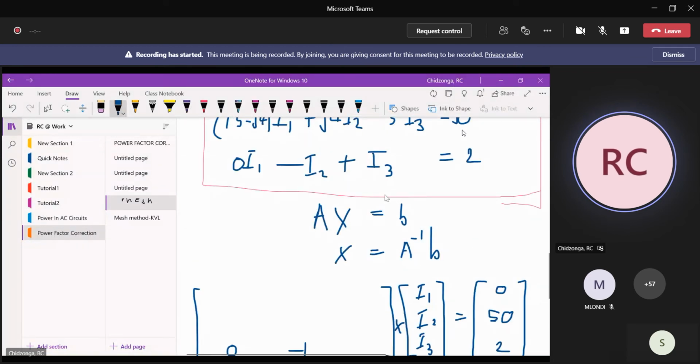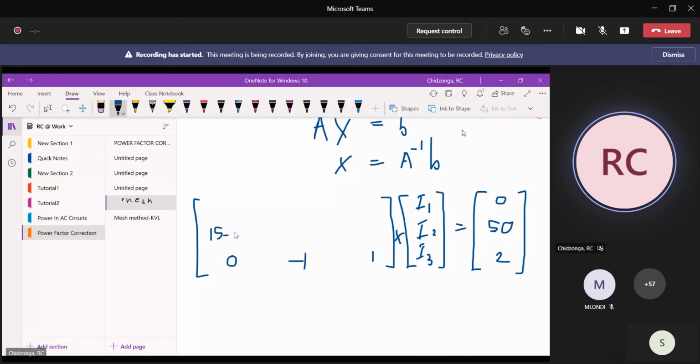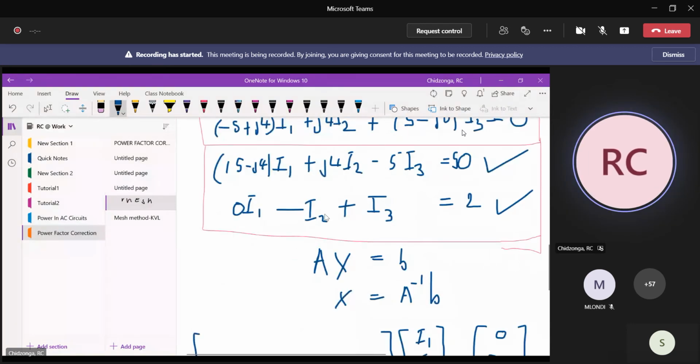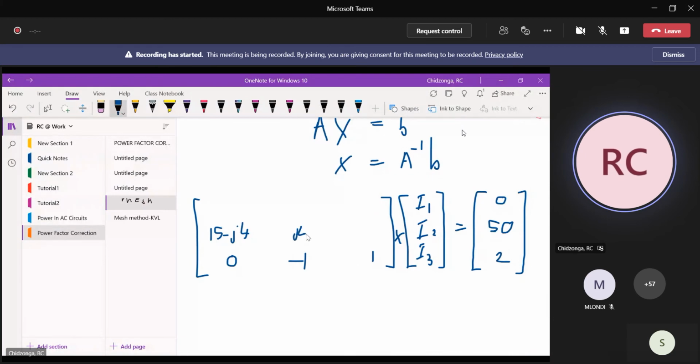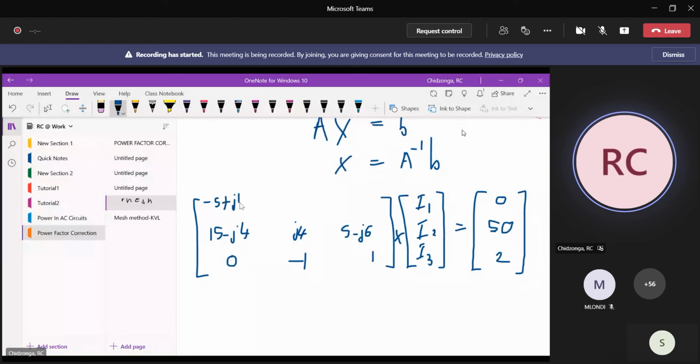Then we can go to this one. The coefficient of I1 is 15 minus J4. Then the coefficient for I2 is J4. Then the coefficient for I3 is 5 minus J6. So like that, plus J4. Then this is 5 minus J6.